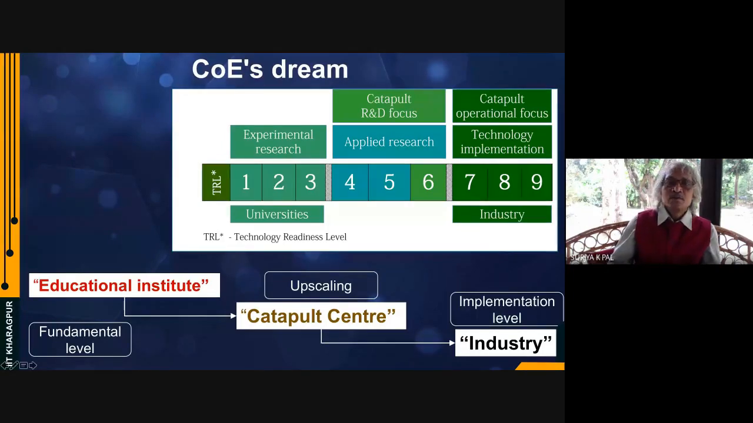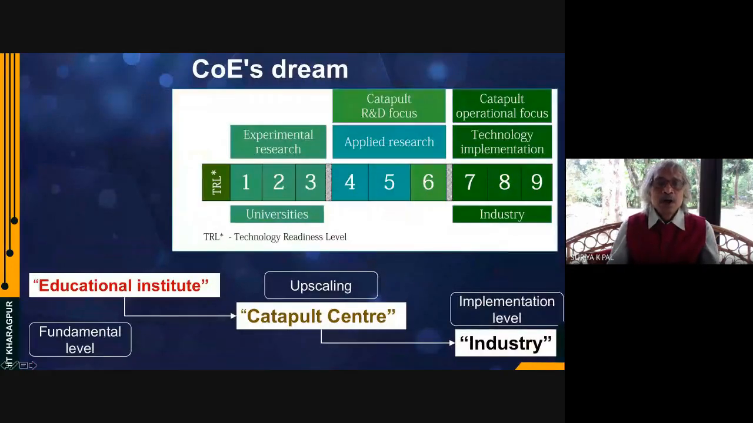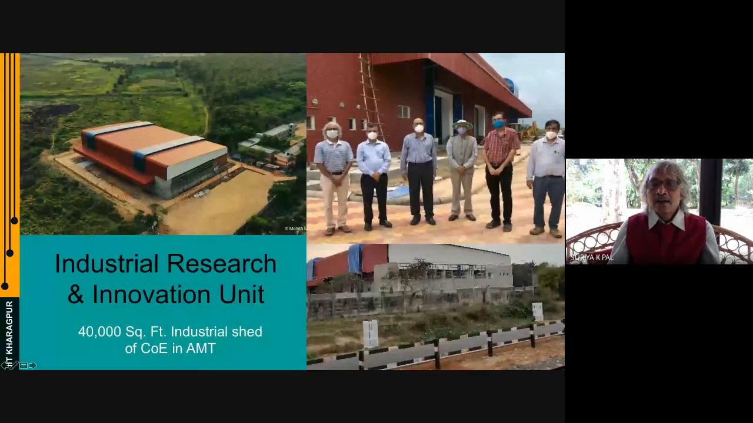This is our 40,000 square feet industrial shed we have constructed in record time, including COVID. It has come up in 1 year, 2 months, with a cost of close to 9 crore. And this was a recent visit by our director, deputy director and registrar, and this is myself, and then our Dean and one of the faculty members who is an expert in additive manufacturing.